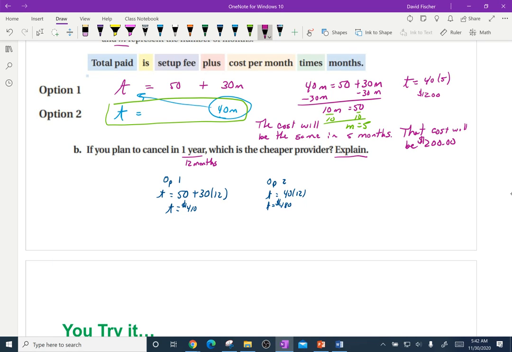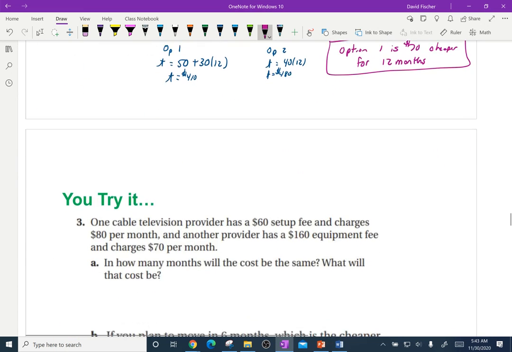And so we need to answer the question now. Is $70 cheaper for 12 months? So you're kind of answering the question intelligently. If it's only worth like maybe $1 or something, somebody might say, well, option 2 is just around the corner, so it's not worth my time to go all the way across town. So there you go. You have one now for a try it.